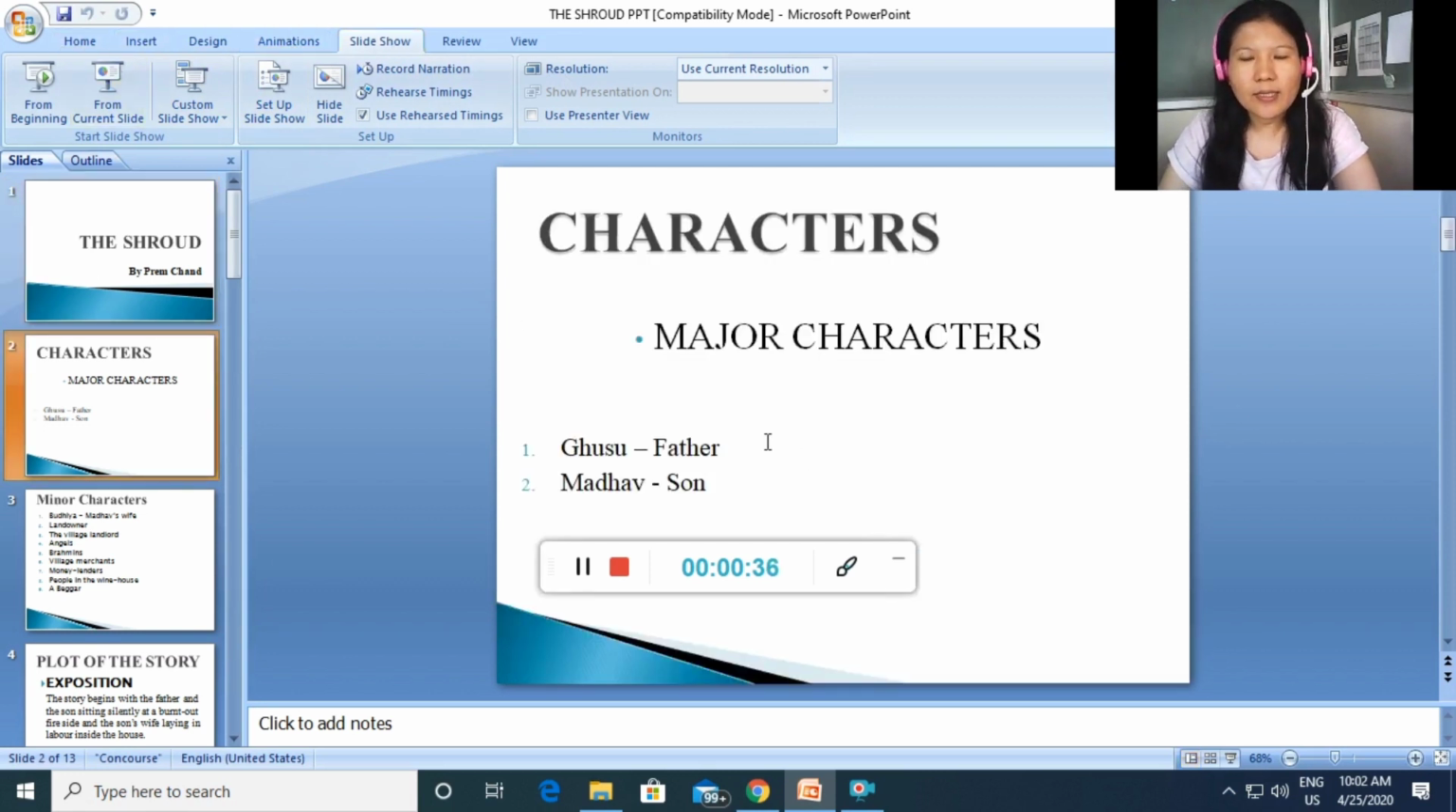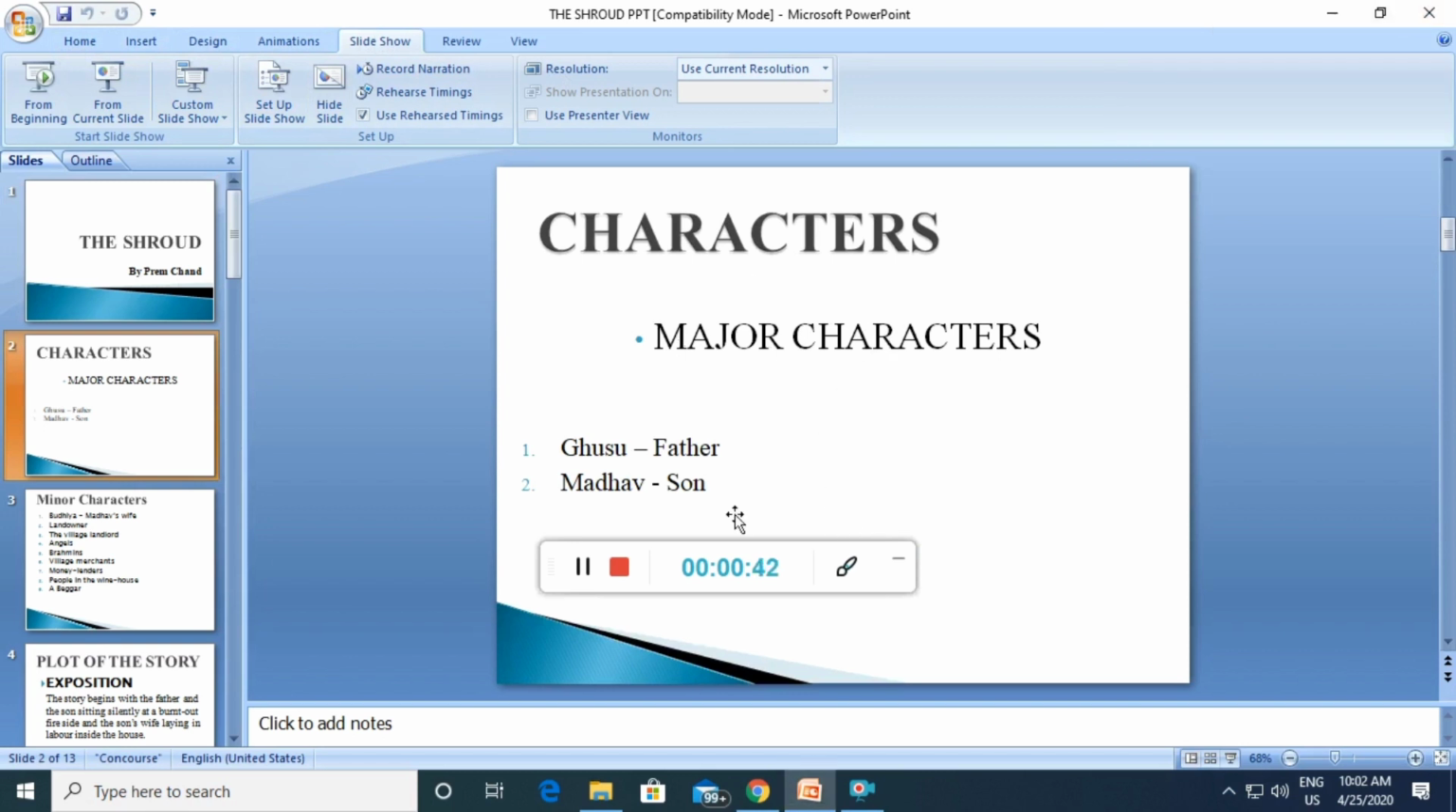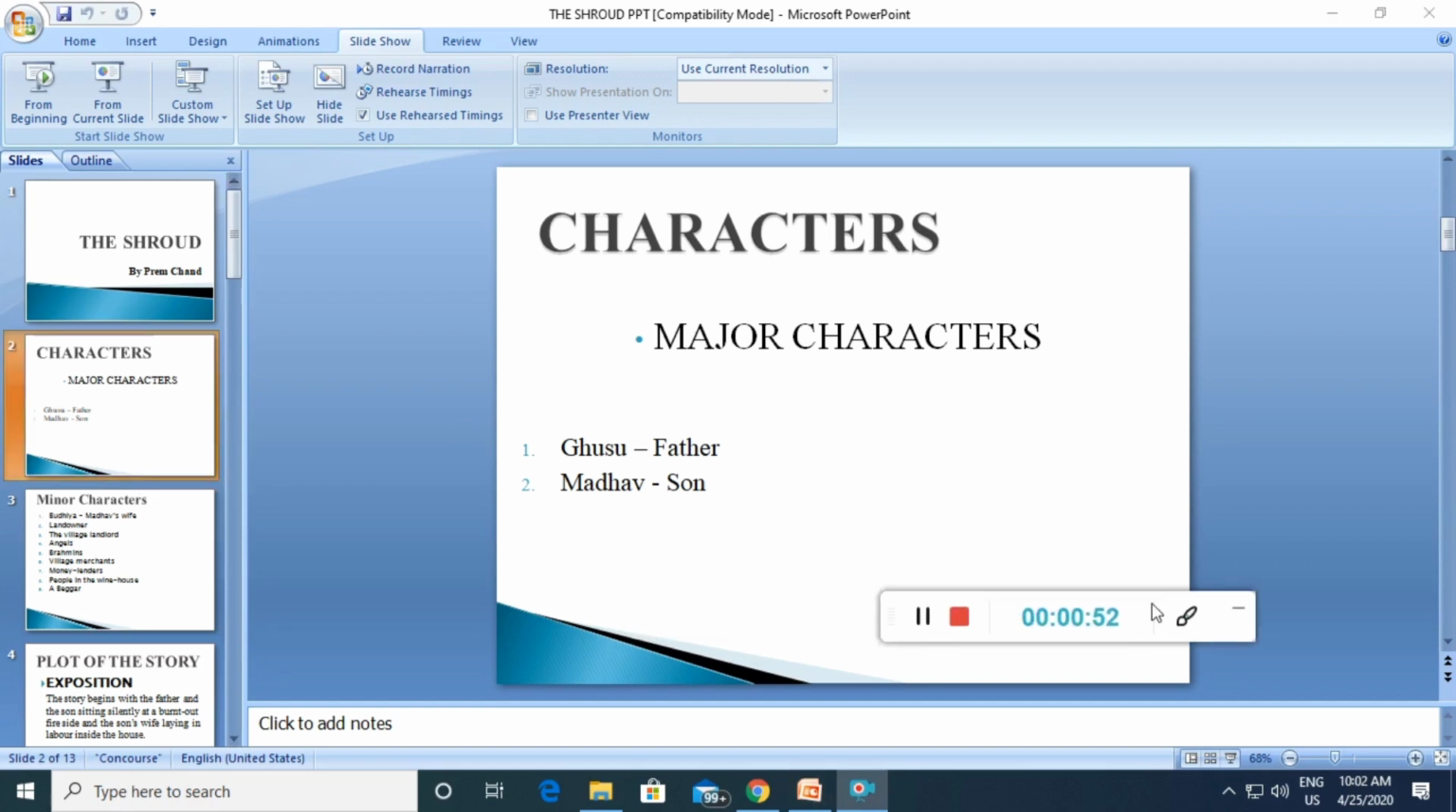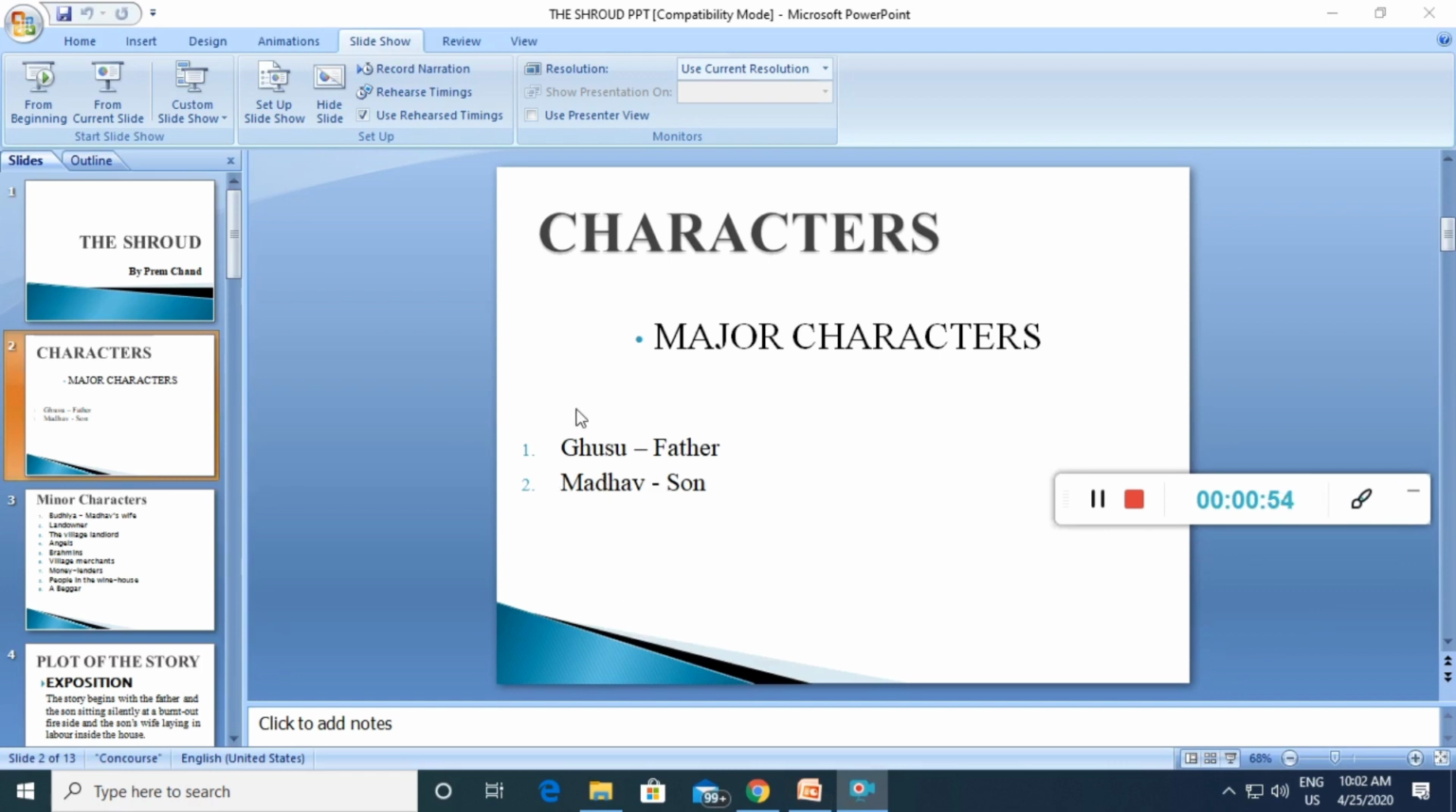Now under characters, we are going to categorize them under two: the major characters and the minor characters. We'll first discuss the major characters. Under the major characters, we have two main characters: Ghisu, who is the father in this short story, and Madhav, who is the son.